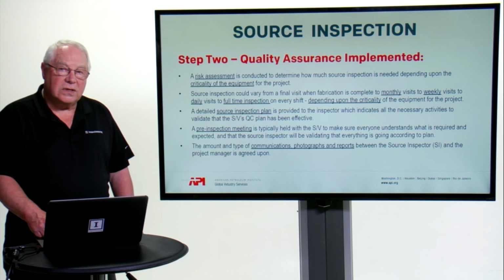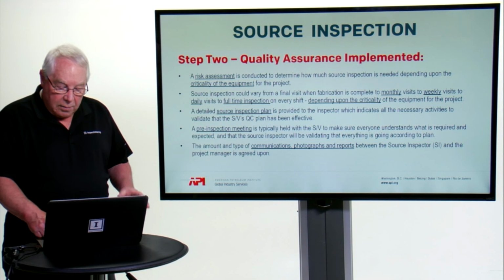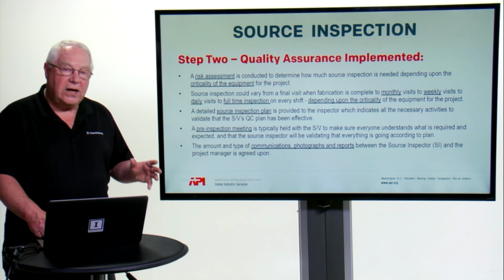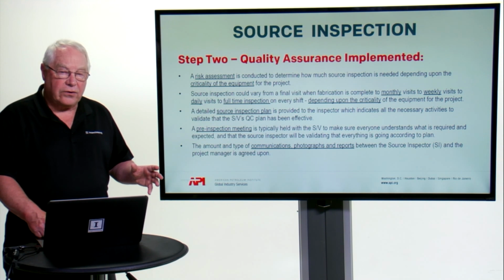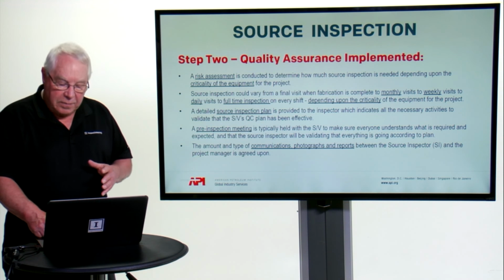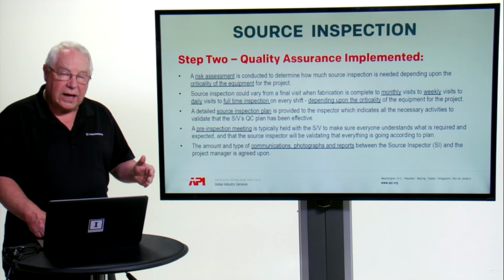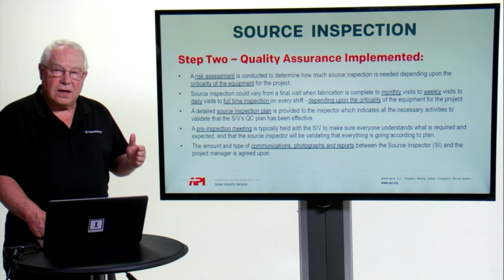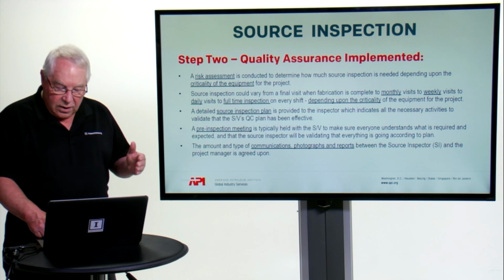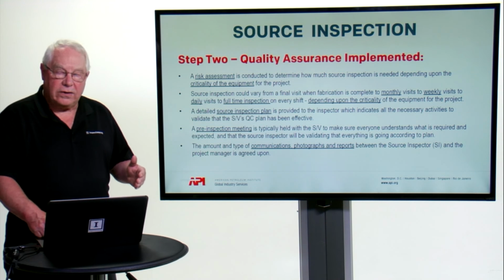And then also in step 2, the amount and type of communications by the source inspector back to the project manager, including reports and photographs and any other issues that the purchaser wants to know about, those are established at this point in time.